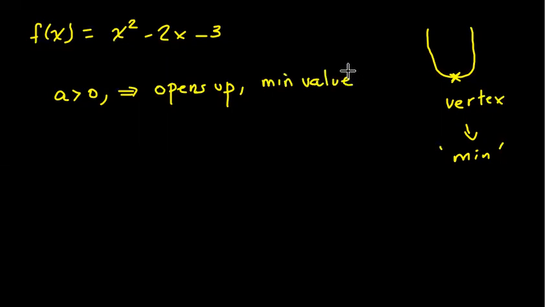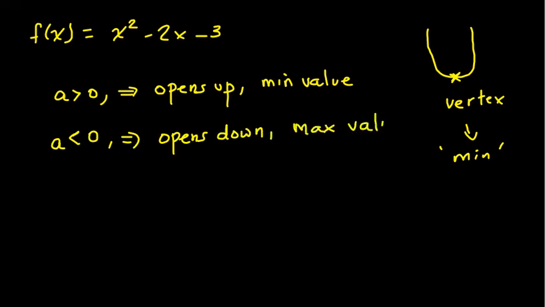We can tell those things by looking at A. If A is less than 0, this thing opens downwards, and you have a max value. So it then opens like this. Hence, this value right here, the vertex, is a maximum. All the other points are below it. Hence, this is the highest possible point, the maximum value.